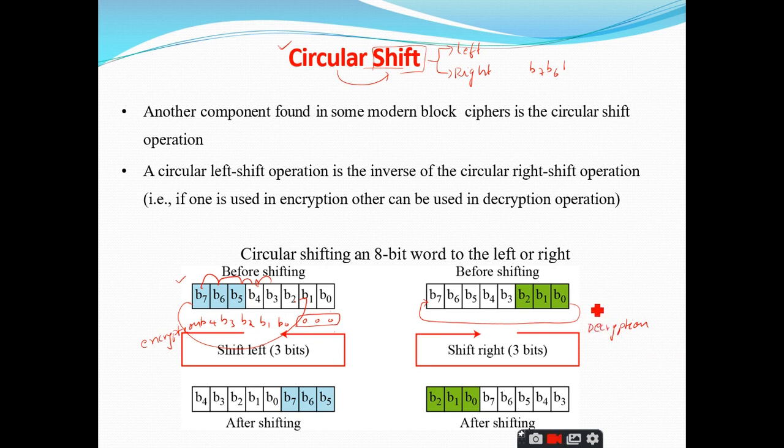So if you make use of the circular right shift in the encryption, you can make use of the circular left shift for the decryption. So this is the meaning of invertibility, right? These two things are invertible. So circular left shift is the inverse of the circular right shift. Therefore, if you use one operation in encryption or decryption, the other operation can be used in decryption and encryption respectively, right? But what is the case with the exclusive OR operation?